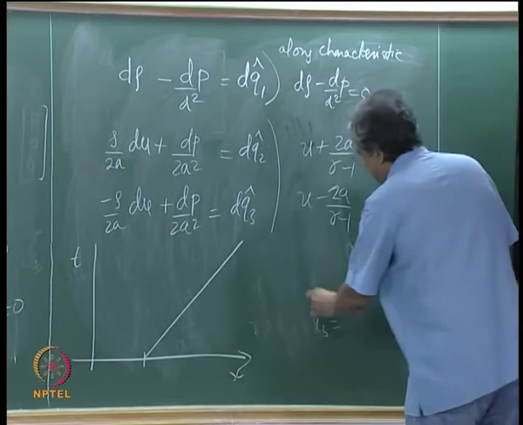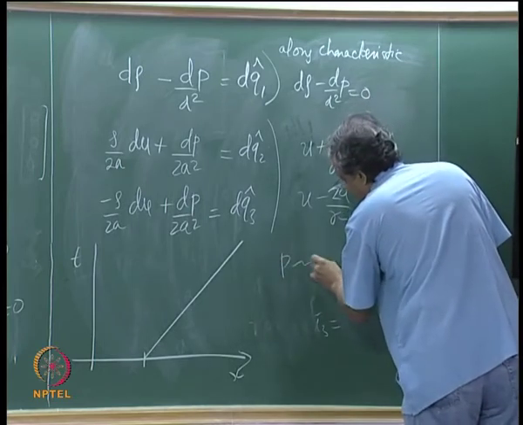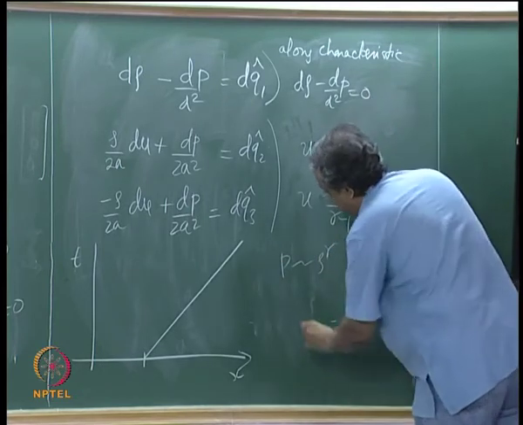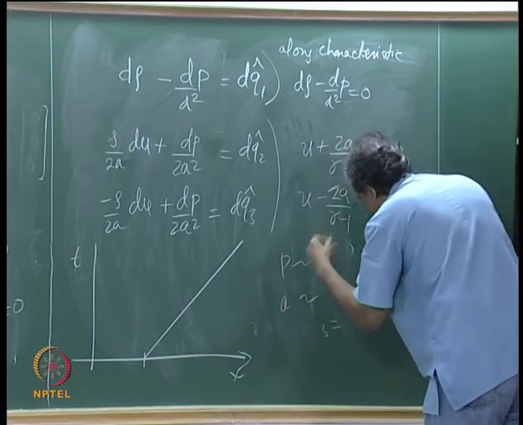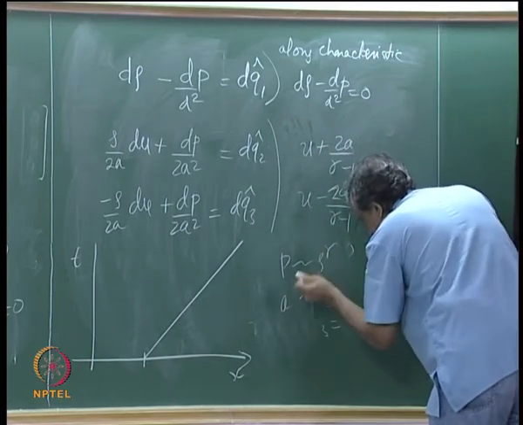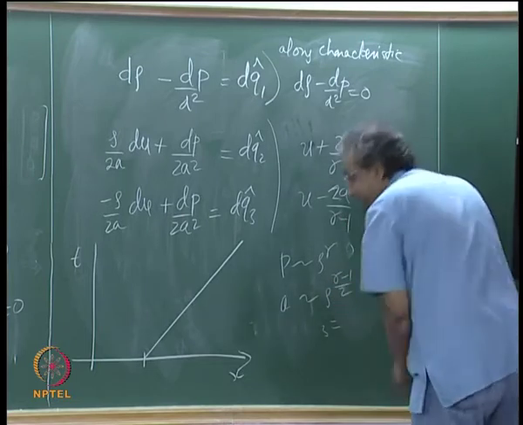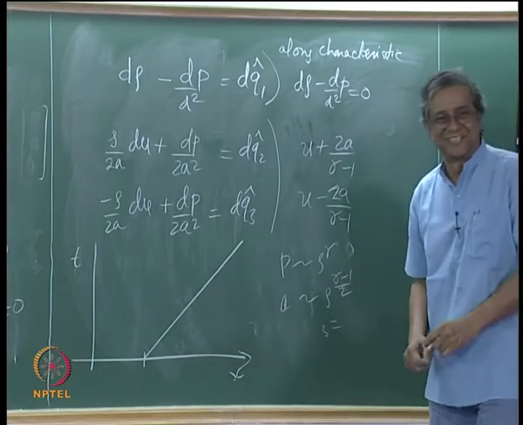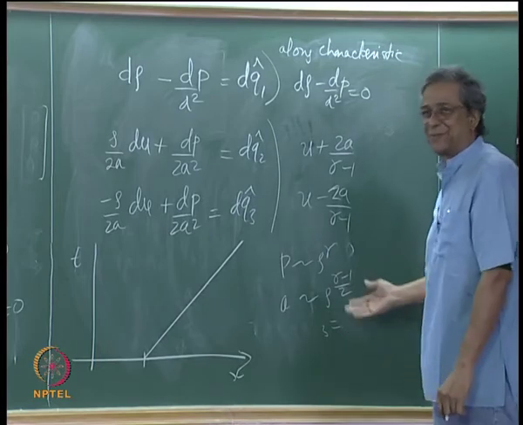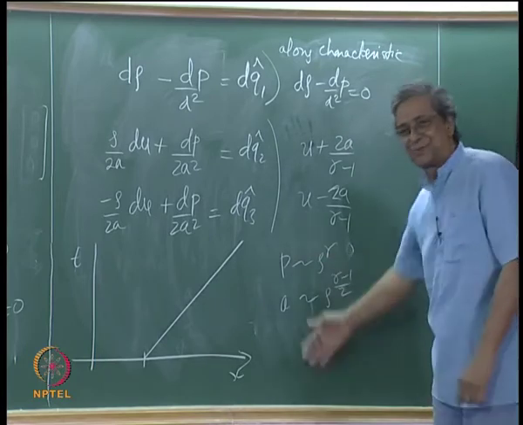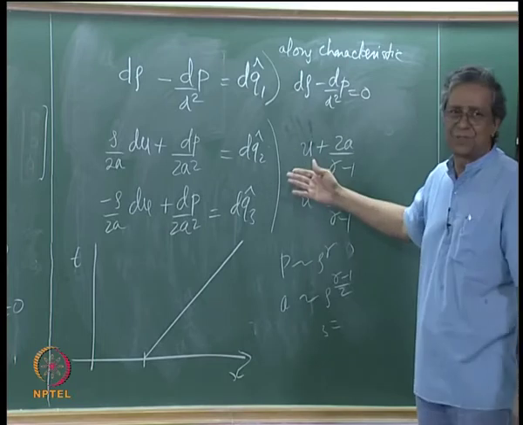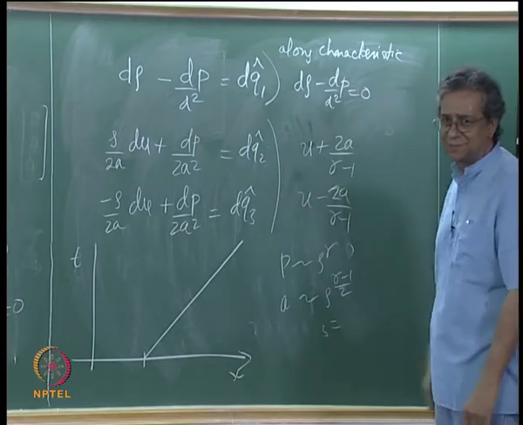That comes from assuming it is homentropic. If it is homentropic, then p is like rho to the power gamma, and a is like the square root of that, rho to the power gamma minus 1 by 2. I am sort of doing the calculation in my head, and things of that sort. You can work it out. I am sure you have done it in gas dynamics. You can derive these expressions.